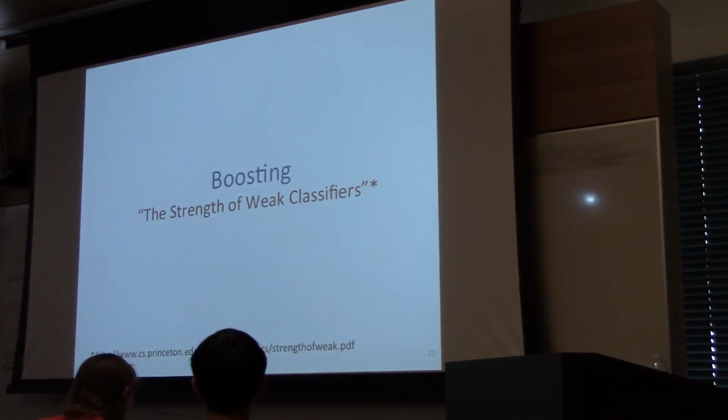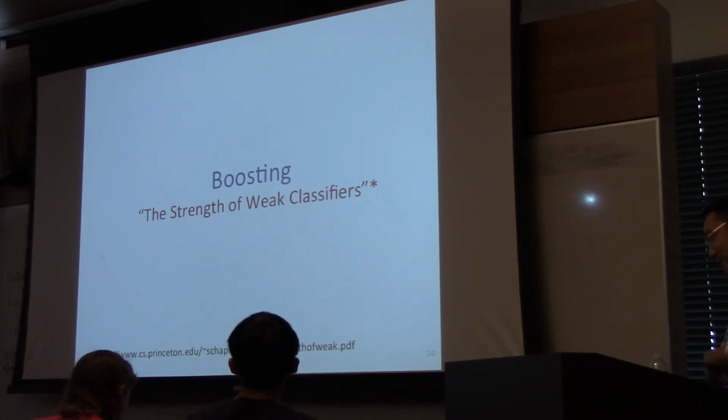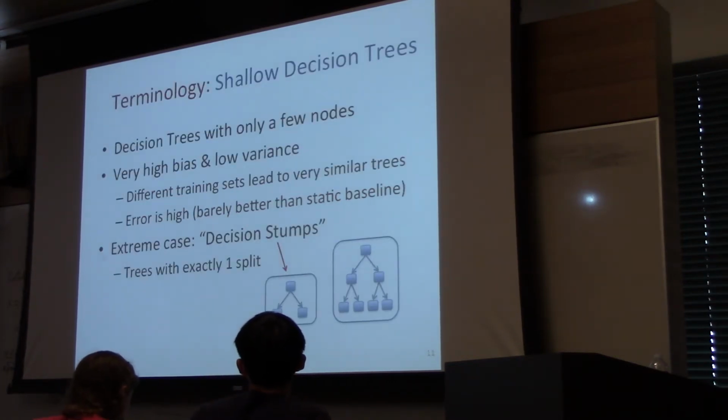Okay, so boosting, also sort of known as the strength of weak classifiers. So some terminology. Boosting was primarily designed to use shallow decision trees as its base model class. A shallow decision tree is simply a decision tree with low depth, in other words, very few nodes, right? In the extreme case, they're called decision stumps, which is a tree with exactly one split. And in fact, the early work on boosting focused exclusively on decision stumps as the base model class.